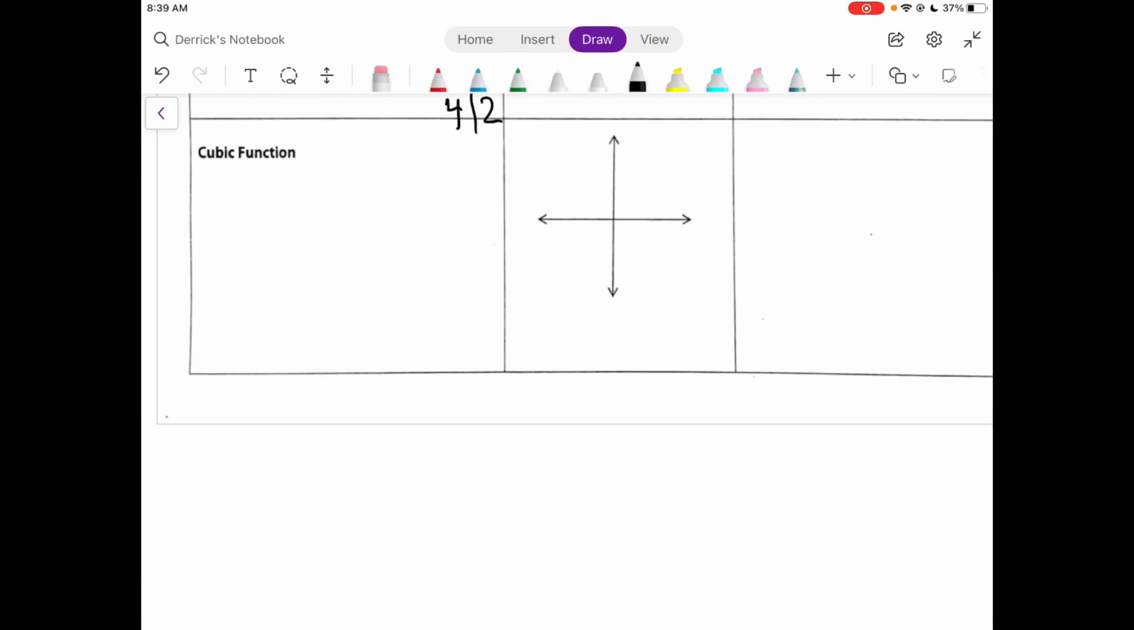Last but not least, we've got the cubic function. Cubic, referring to the concept of cubing, meaning your parent function would be f of x equals x cubed, or in other words, x to the third power. Remember that while even exponents like squaring turn negative numbers into positive answers, odd exponents are not the same. A negative number taken to an odd power is simply going to stay negative.